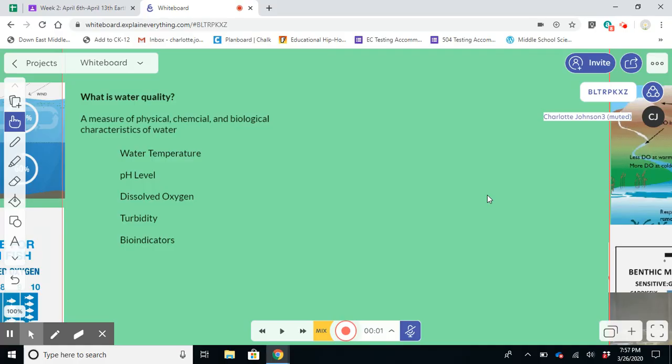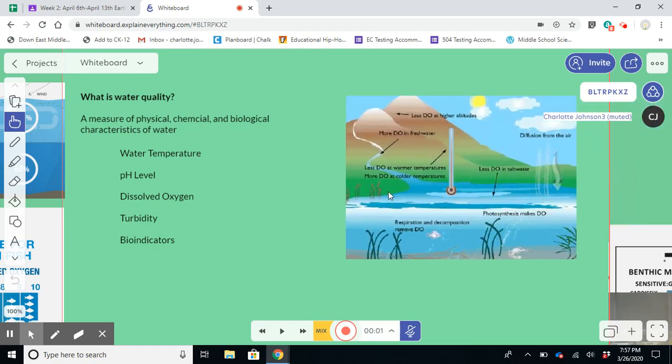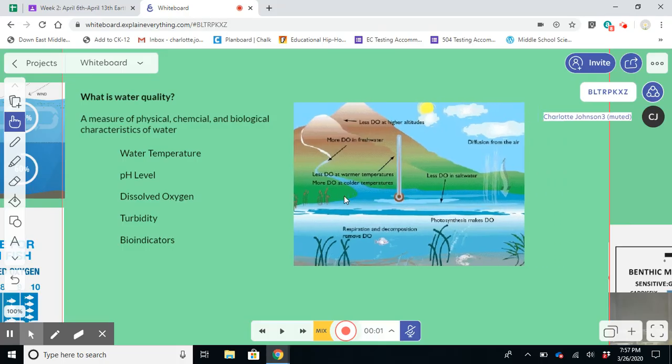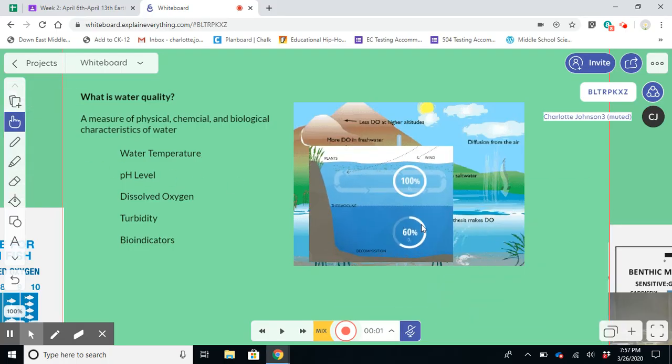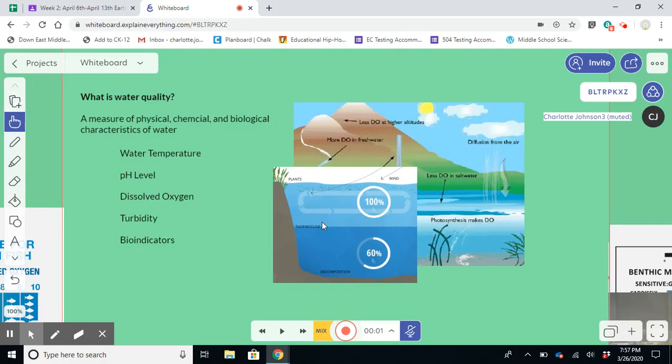So some of the ways that scientists go about testing water quality, like I said, are from the list to the left. So water temperature is very important because when you have warmer temperature water, it's actually going to lower the amount of dissolved oxygen. Well, what is dissolved oxygen? Dissolved oxygen is actually the amount of oxygen that is in the water source.